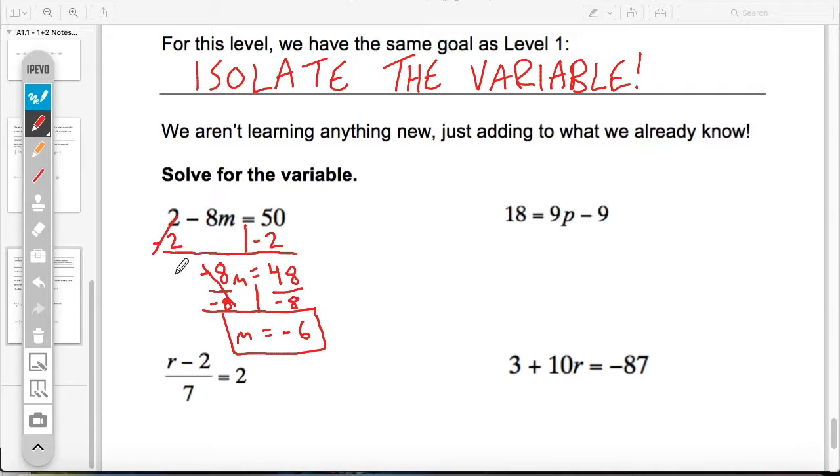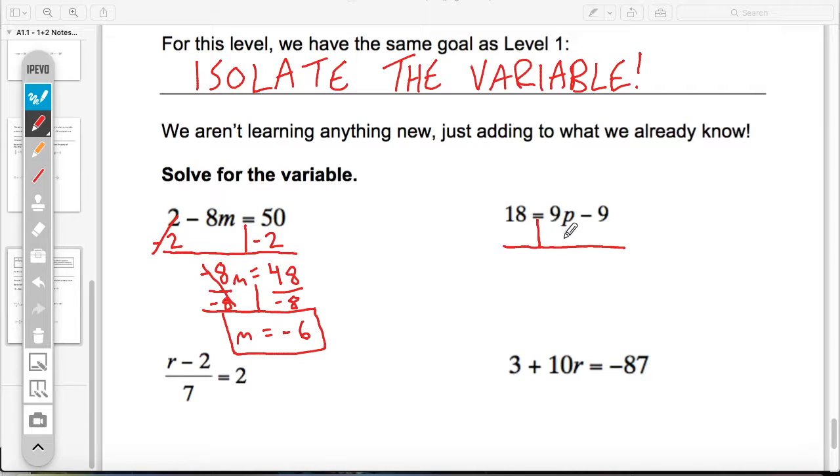Great. So all we did here, we took a level 2 problem with 2 operations, broke it down into a level 1 problem, and solved our level 1 problem. Okay, let's move right over here. So I'll make my t. So I have 9p minus 9 equals 18. Same thing.